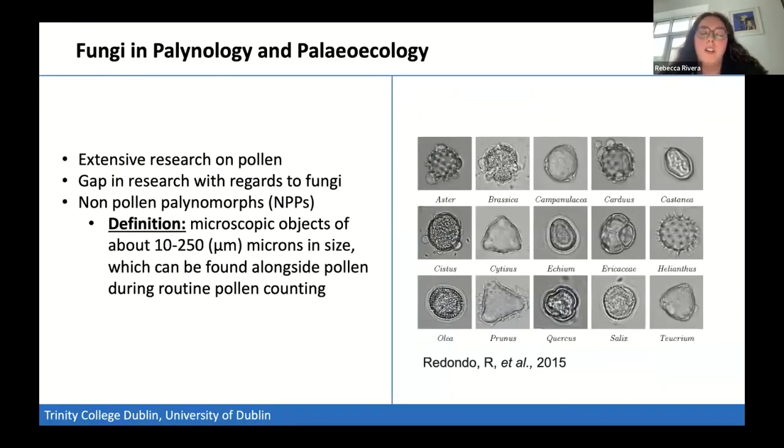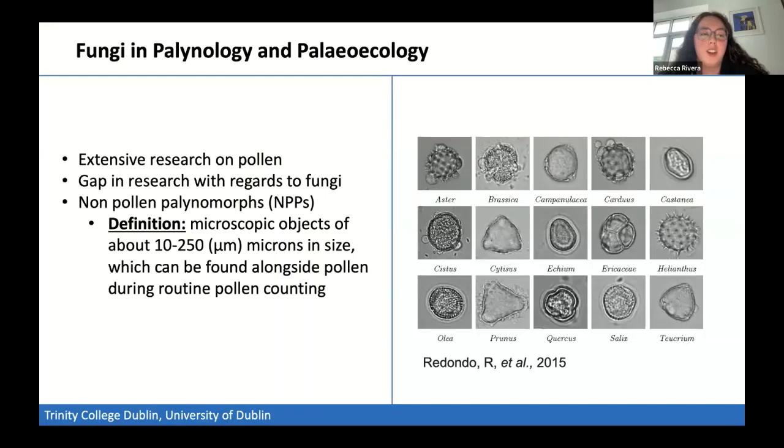So fungi and palynology, that's what I'm looking at. There's been extensive research on pollen in the palynology and paleoecology record, but there are massive gaps in regards to fungi. Talking to palynologists and professors, it's not that they haven't found the fungi, they just don't seem to know what to do with them. So they haven't published them. I imagine there's a lot of information out there that just hasn't been published yet.